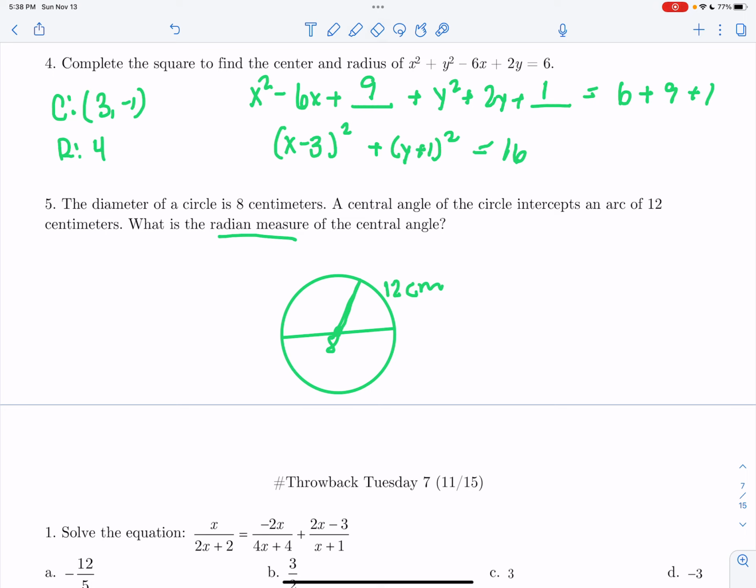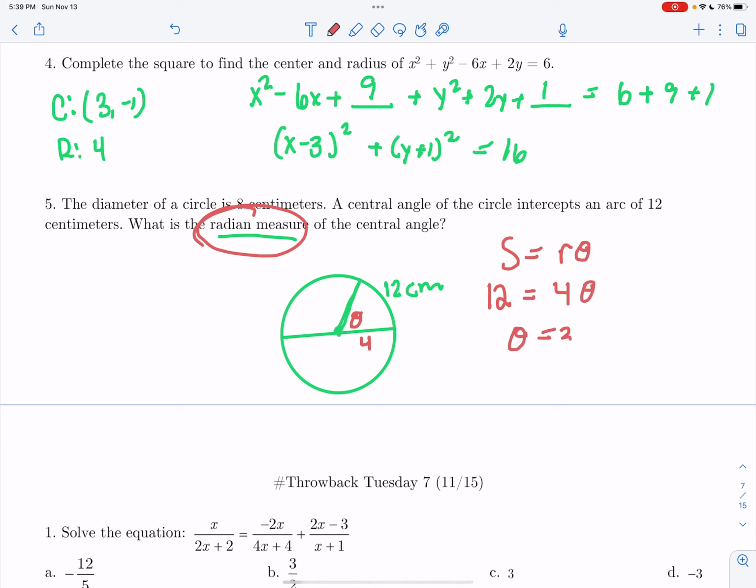Well, if my diameter is 8, then my radius is going to be 4. So let's say that this is 4. And I want to find the central angle. I'm already given that my arc length is 12 centimeters. So arc length is equal to r times theta in terms of radian, because it says radian. My arc length is 12. My radius is 4. And I have theta, which means theta is 3 radians.